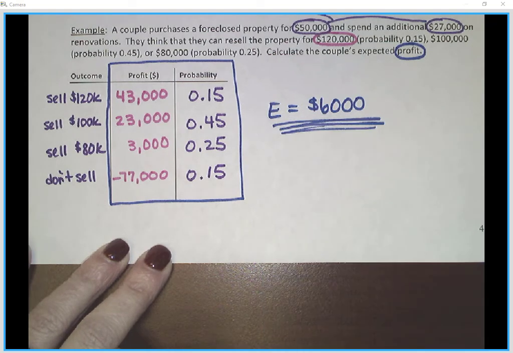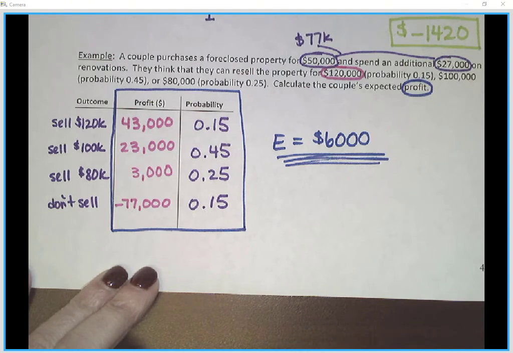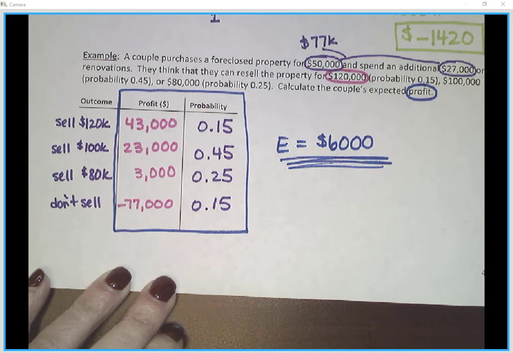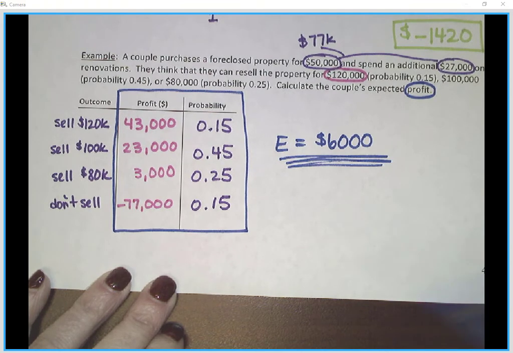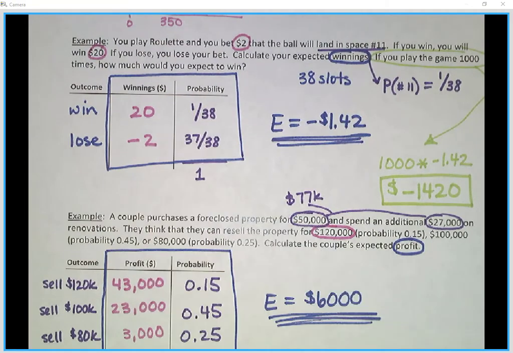So $6,000. What that tells these people is if they were to repeat this exact scenario over and over and over again, they would expect to make $6,000 per house in the long run on average. And that's what expected value is. Remember, with profit, you need to subtract. If it's winnings, you don't subtract.